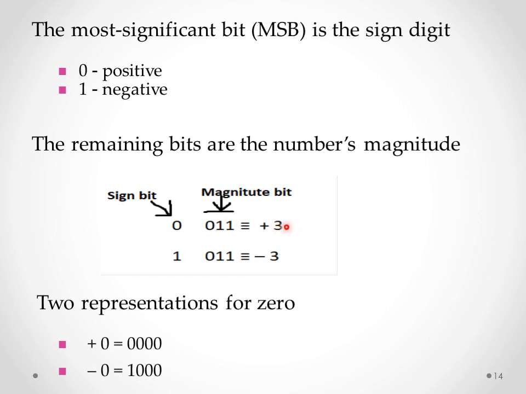So for representing plus 3, the sign bit is 0. This is to represent plus 3 and the remaining 3 bits are used to represent the magnitude 0, 1, 1. To represent minus 3, the sign bit is this one. The MSB position 1 represents minus 3 and these are the magnitude bits. Then there are two ways to represent 0, plus 0 as 0, 0, 0, 0. For writing minus 0, this MSB position is 1 and the remaining bits are 0, 0.